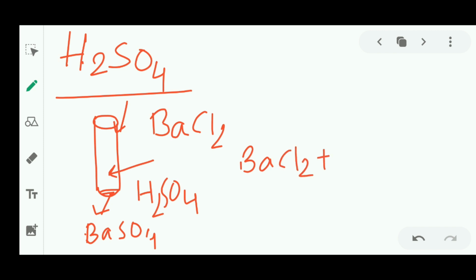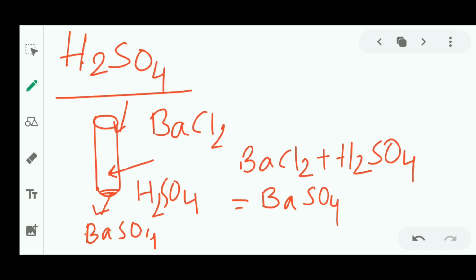The reaction will be: BaCl2 reacts with H2SO4 to produce BaSO4 and HCl. This is a kind of double displacement reaction. So if that white precipitate forms, then the unknown solution taken in the test tube must be H2SO4. Hence we can identify the presence of H2SO4 in the test tube. Next, how will you identify the presence of hydrochloric acid?